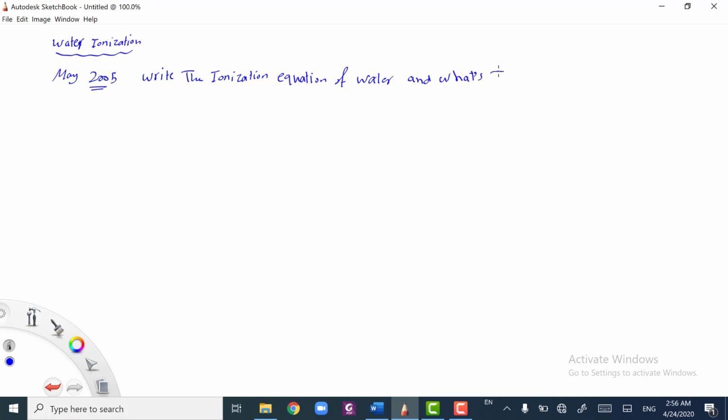Okay, now we are going to talk about the water ionization. Water ionization in the May 2005 General Secondary Certificate. Write this question: write the ionization equation of water and what is the type of equilibrium.